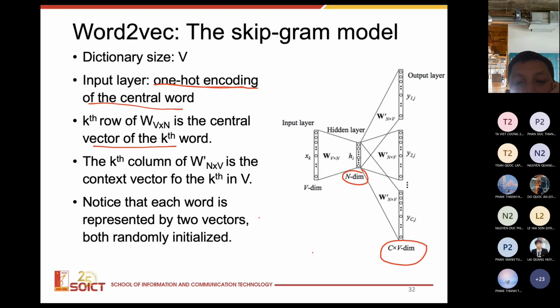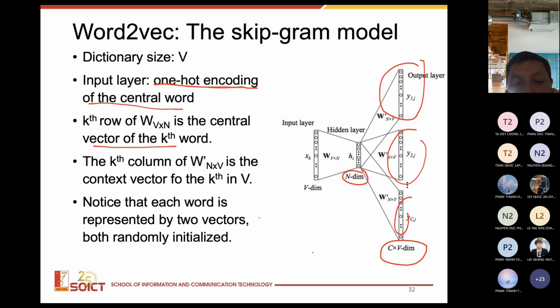Okay, now we discuss the second matrix, the W prime. Again, the k-th column of W prime is the context vector for the k-th word in V, because what we want to predict is the output, the one-hot encoding of the word. So this is a one-hot encoding of the first word, the second word, and then the C-th word. In that case, s_i multiplied with W prime equals y_ij, and since y_ij is one-hot encoded, the k-th column of W prime is the context vector for the k-th word in V.